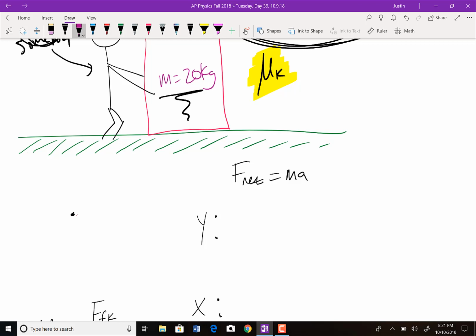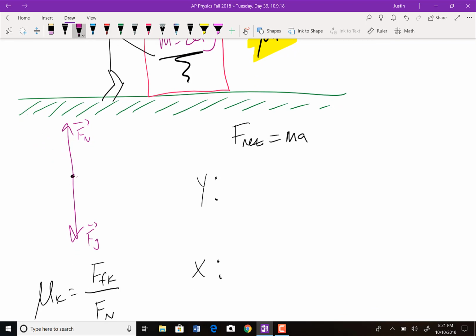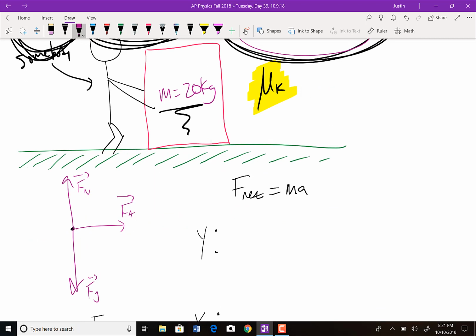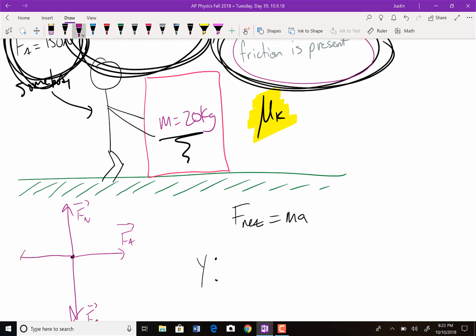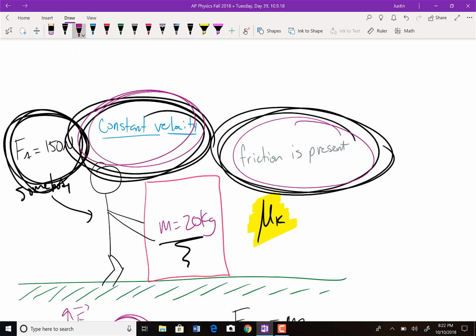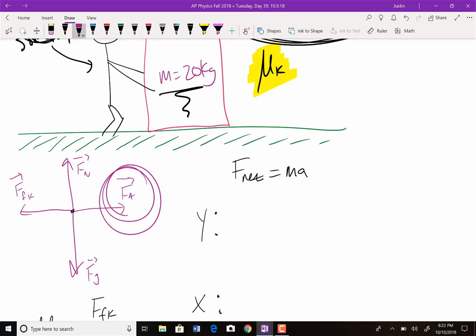So I'm going to draw a free body diagram of the box. The box is my object. There'd be a gravitational force on the object. There'd be a normal force that counteracts that from the floor, equal in magnitude and opposite in direction, because the box is not falling through the floor or floating up into the sky. Also, I'm using an applied force pointing to the right of 150 newtons. And lastly, because friction is present, I'm going to show a friction force pointing to the left. I'm going to make it equal in magnitude to the applied force, because the object is moving with constant velocity, and that means that the acceleration has to be 0.